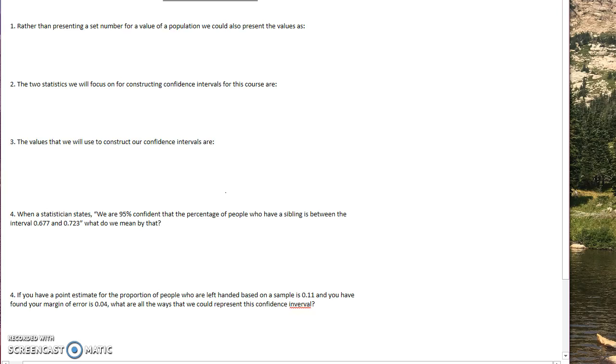So we talked about point estimates and sampling distributions to find values of an entire population in Chapter 6. In Chapter 7, we're going to take a look at a kind of different aspect of this, which is, rather than presenting a set number for a value of a population, so like we say something like 11% of the population is left-handed, we could also present this as a confidence interval.